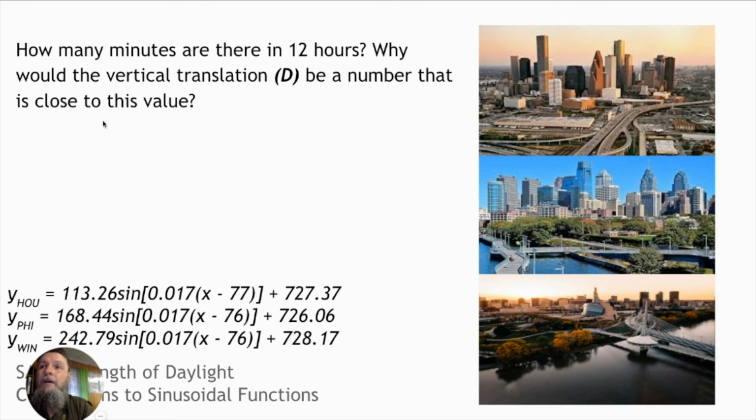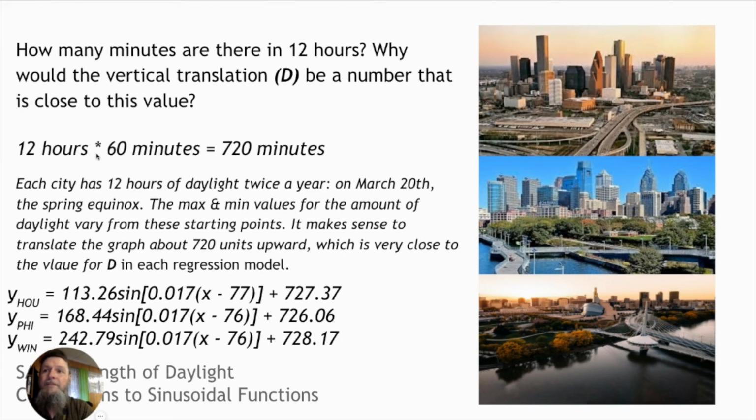How many minutes are there in 12 hours? And why would the vertical translation D be a number that is close to that value? All right, 12 hours times 60 minutes is 720 minutes. Each city has 12 hours of daylight twice a year. On March 20th, the spring equinox, and actually they also show it on September 21st, the autumnal or vernal, or I'm sorry, the vernal or autumnal equinox. Maximum values for the amount of daylight vary from these starting points. It makes sense to translate the graph about 720 units upward, which is very close to the value of D in each regression model.